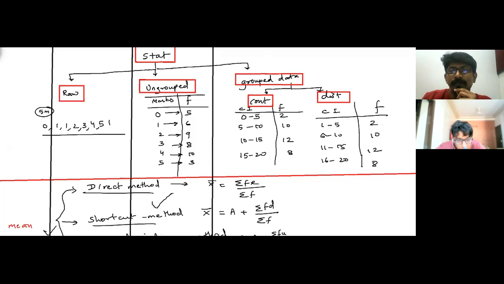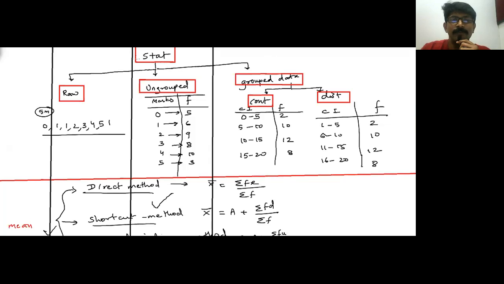So student, in this particular video, I'm going to give you the introduction about this 10 standard statistics topic. Now in this topic, we're going to learn something called various types of data. So there are basically three types of data. First one is raw data, second one is ungrouped data, and third one is group data.